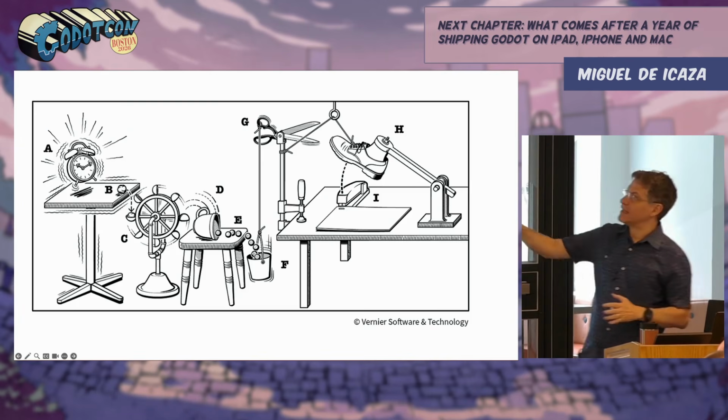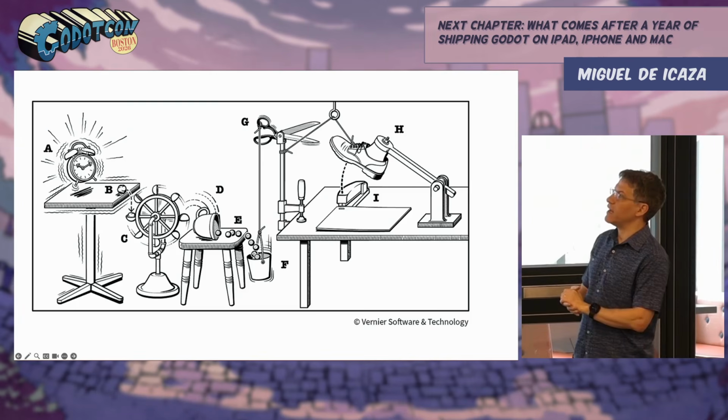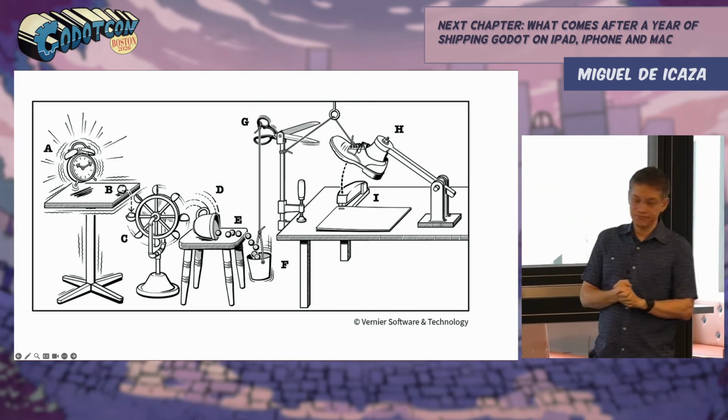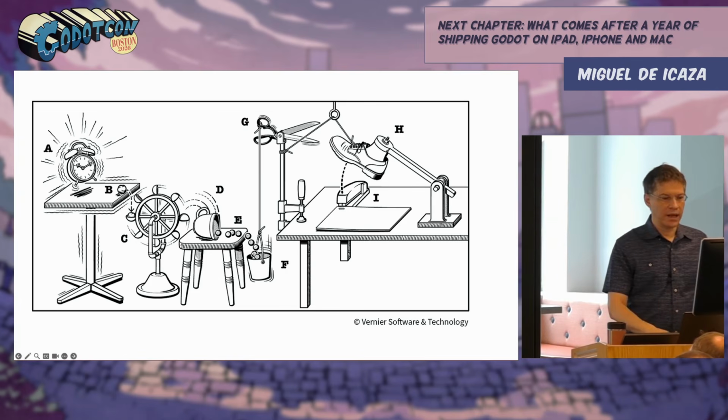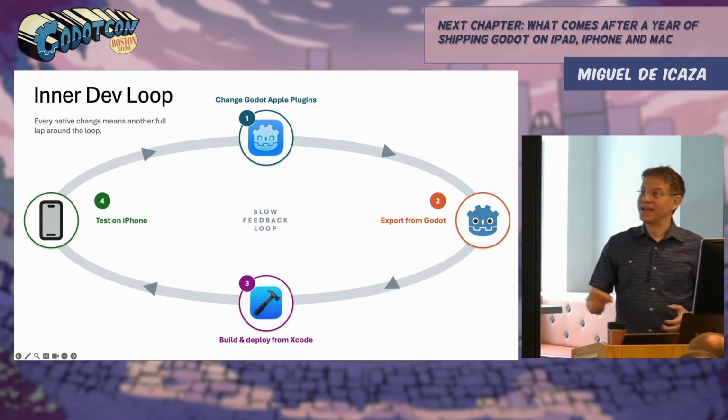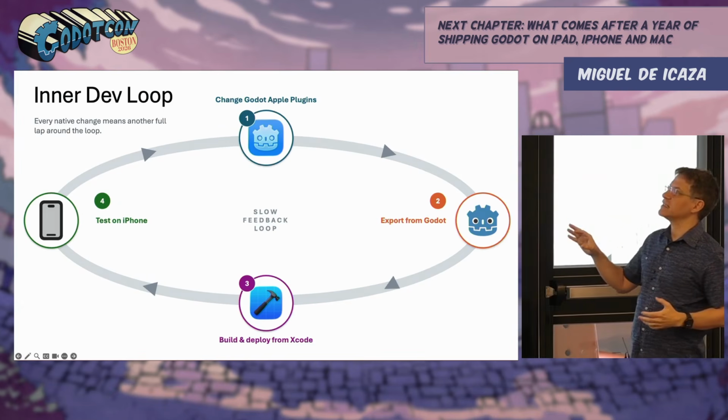And the reality is that the pipeline that exists today for Godot is like this. This is how you deploy an iOS application today from Godot, conceptually. And actually, this is a simplification of the process. The reality is that it is more like this. This thing is eternal.